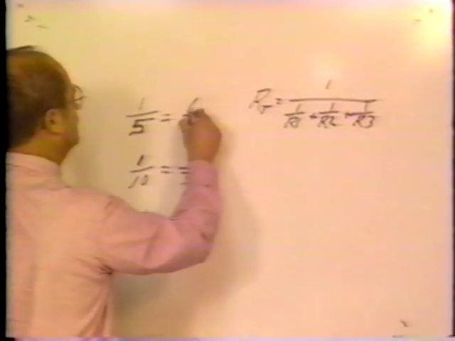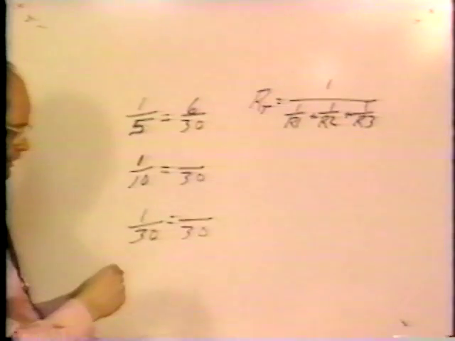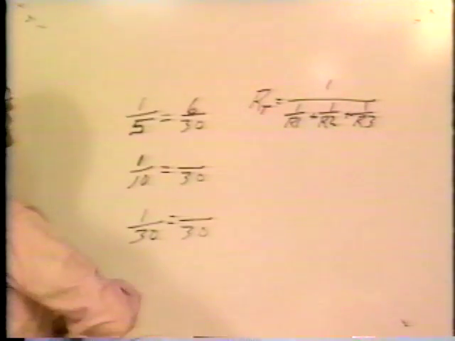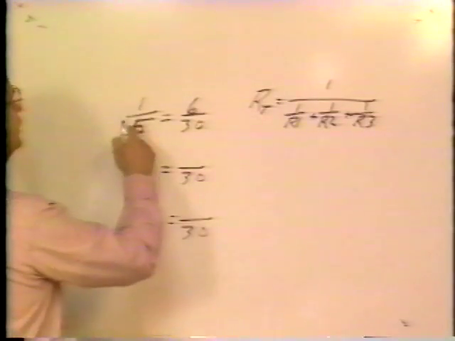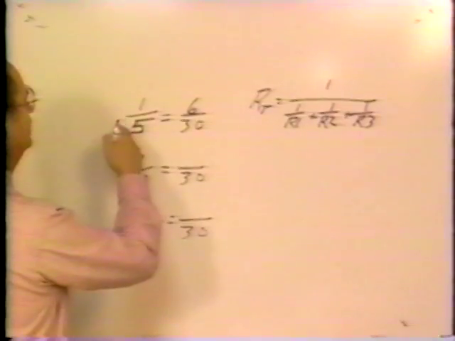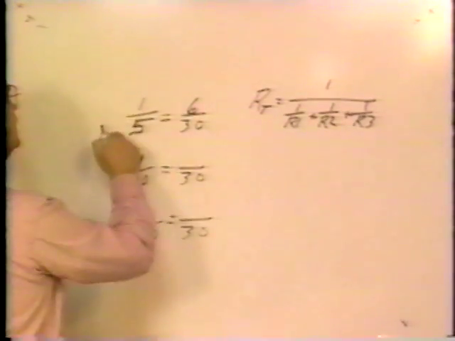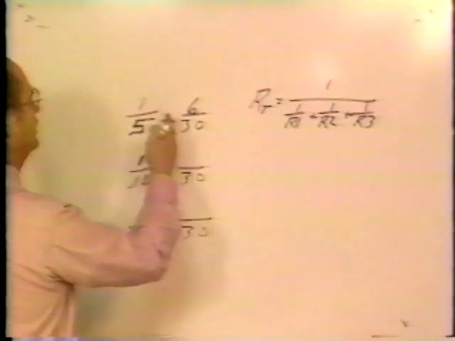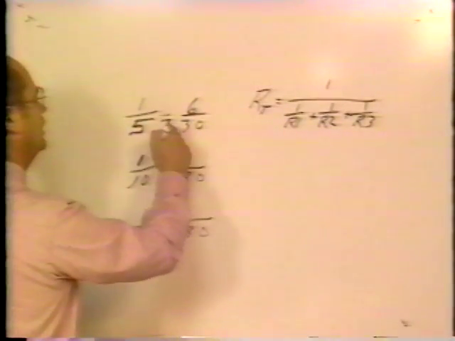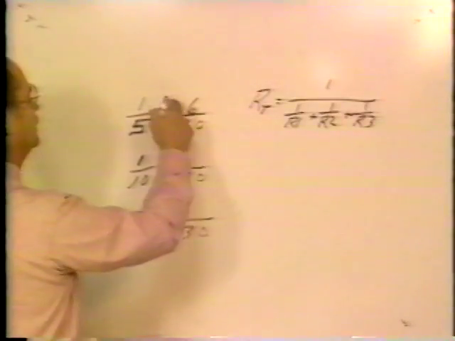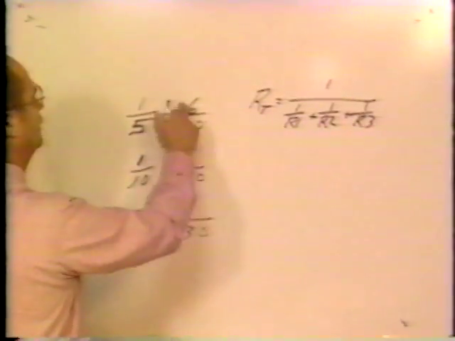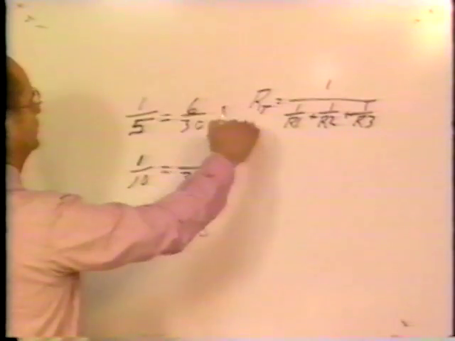6 30ths. Now, 6 30ths is equal to 1/5. In other words, if I would reduce this on down, I would have 1/5. You see, I can multiply the same number on either side and not change its value. I can divide by the same value on either side and not change its value.